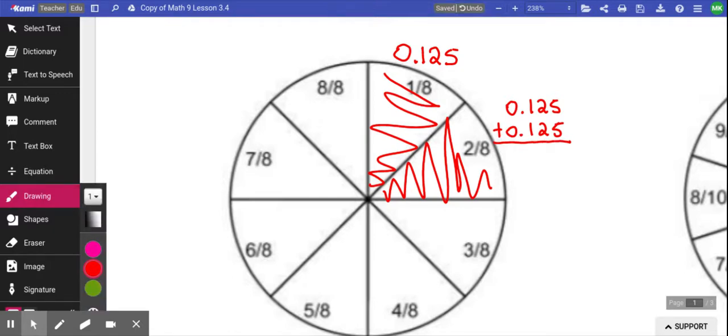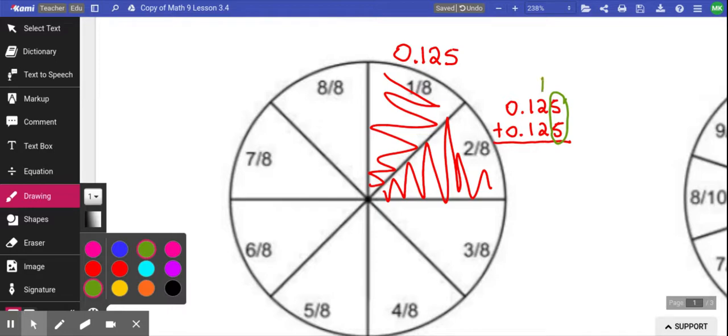If you add that up, start in the right column. 5 plus 5 is 10. The 1 goes up to the other column, the 0 goes underneath. Then you add the next column. 1 plus 2 plus 2 is 5. Then you add the next column. 1 plus 1 is 2. The decimal goes in the same spot, and 0 plus 0 is 0. That means 2/8 is 0.25.